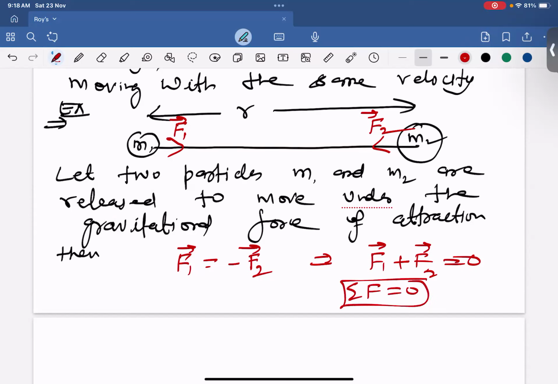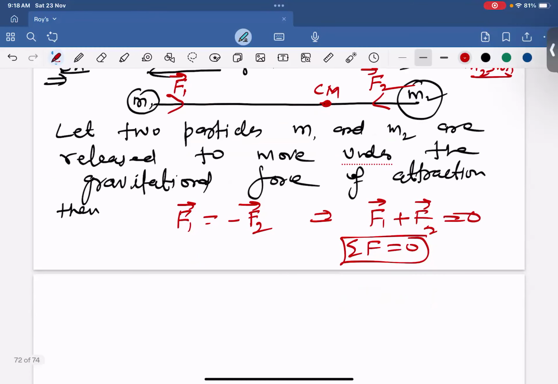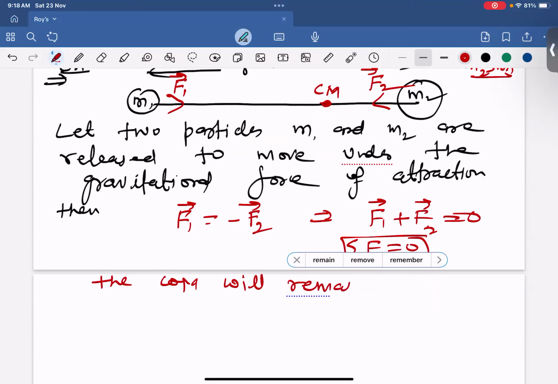So if, let's suppose, M2 is greater, the center of mass is slightly tilted towards M2, because M2 I have taken of larger mass and the center of mass is close to the larger mass. As the net force is zero, the center of mass will remain at rest, because initially it was at rest since the particles were released from rest. So M1 will move, M2 will also move, but the center of mass will remain at its own place. Center of mass will not move.